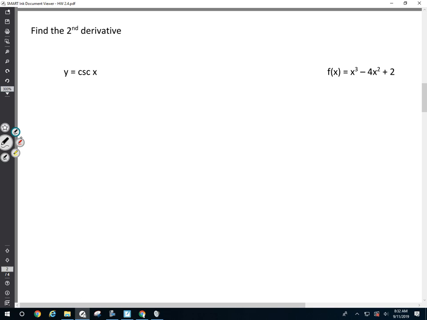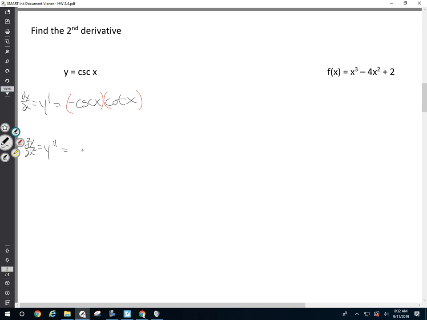Find the second derivative. Fantastic. So take the derivative and take the derivative of the derivative. Negative cosecant cotangent. Take the derivative again. Now make sure we're comfortable with this notation as well. This would be d squared y over dx squared. And I'd have to use the product rule here. So it's going to be messy, but it is necessary when you're taking the derivative of this product.